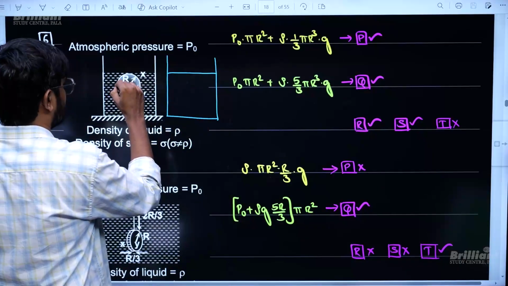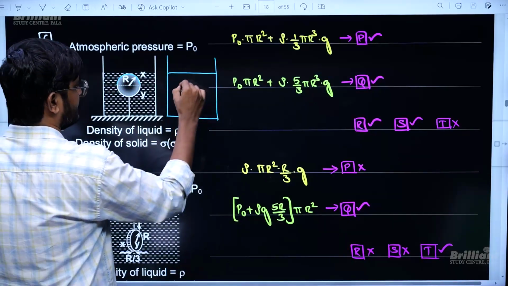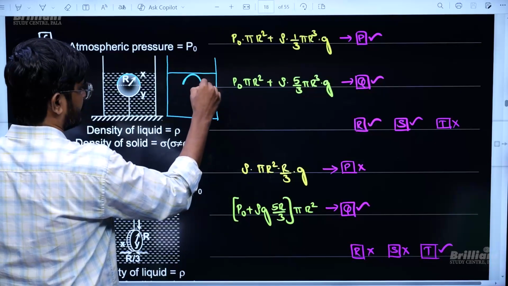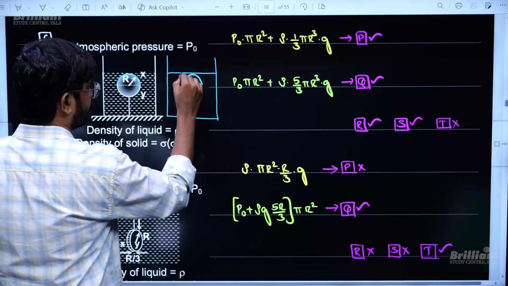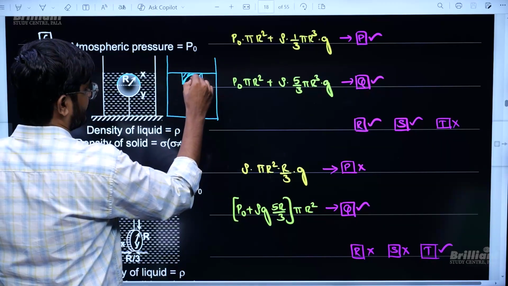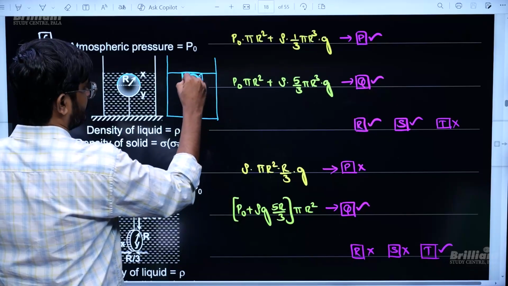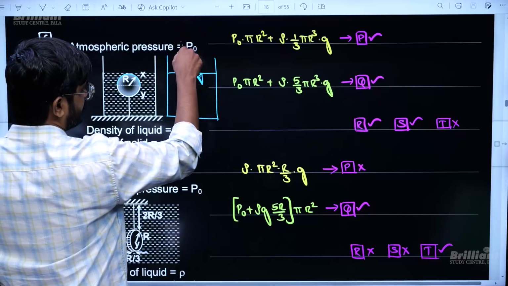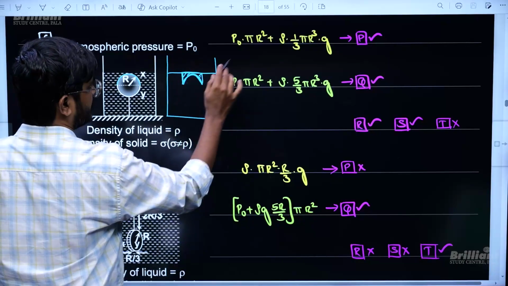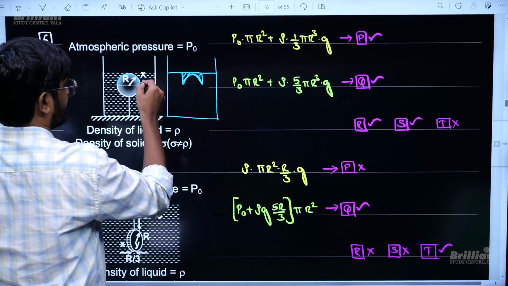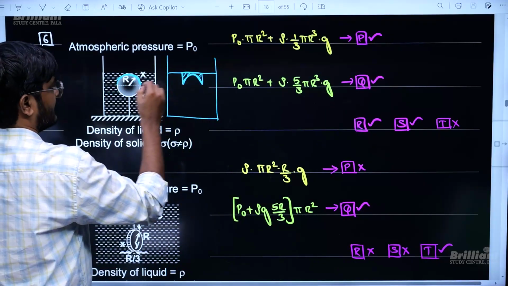Now force exerted on this part is nothing but force exerted on this part. Force exerted on this part by the upper liquid is equal to the force exerted by this one on the upper liquid. So when you draw the free body diagram of this and see the forces, the pressure force and weight are balanced by this force. Pressure force plus weight is balanced. So that is correct. The force on this curved part is this much.